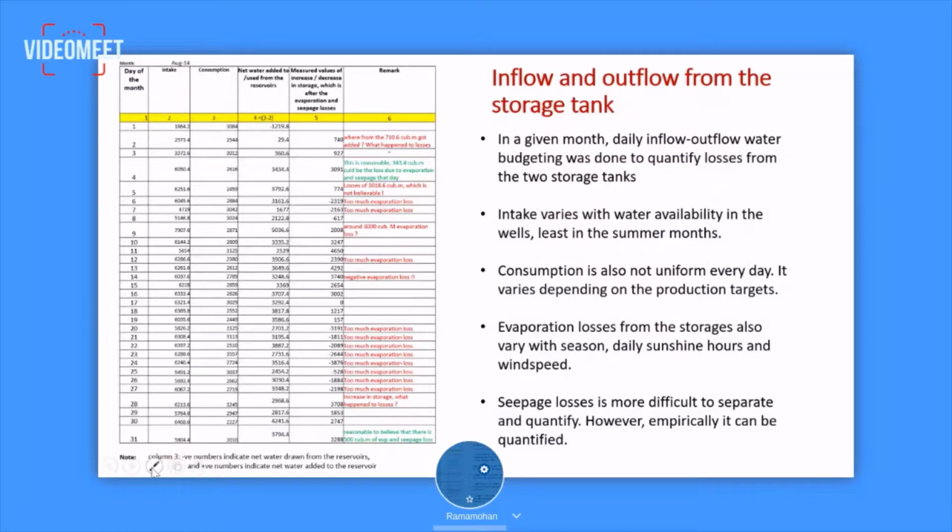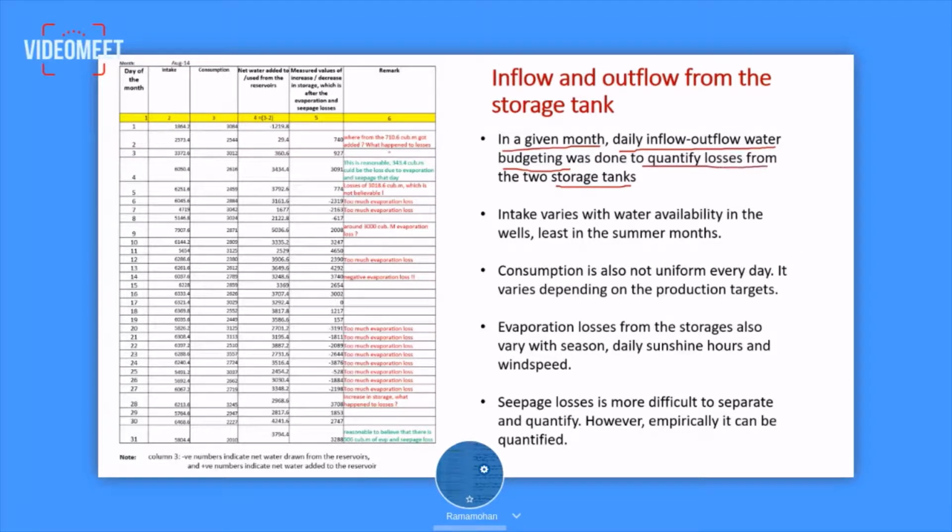So, using these statistics, we try to analyze what is happening in a month's time and see where the problems are. For example, in a given month, the daily inflow and outflow water budgeting is done. So for the storage tank, we have done water budgeting, taking the tank as a central reservoir for us. Like earlier we did groundwater budgeting, taking the aquifer as our storage medium. Here we have done budgeting, taking our storage tank as the storage medium. So you can draw some parallel between these two.